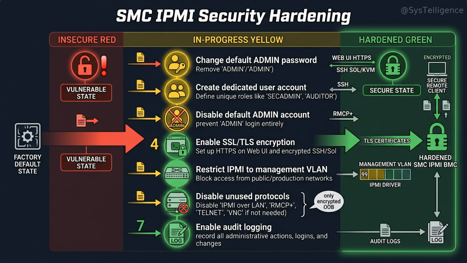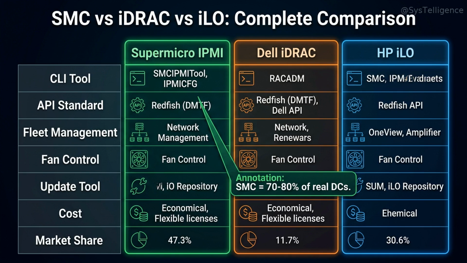Step 3. Disable the default ADMIN account after creating your account. Step 4. Enable SSL encryption for the IPMI web interface. Step 5. Restrict IPMI access to your dedicated management VLAN only. Step 6. Disable IPMI over LAN if you only need web UI access. Step 7. Enable audit logging to track all IPMI access attempts. An unsecured IPMI port gives attackers full hardware control of your server.